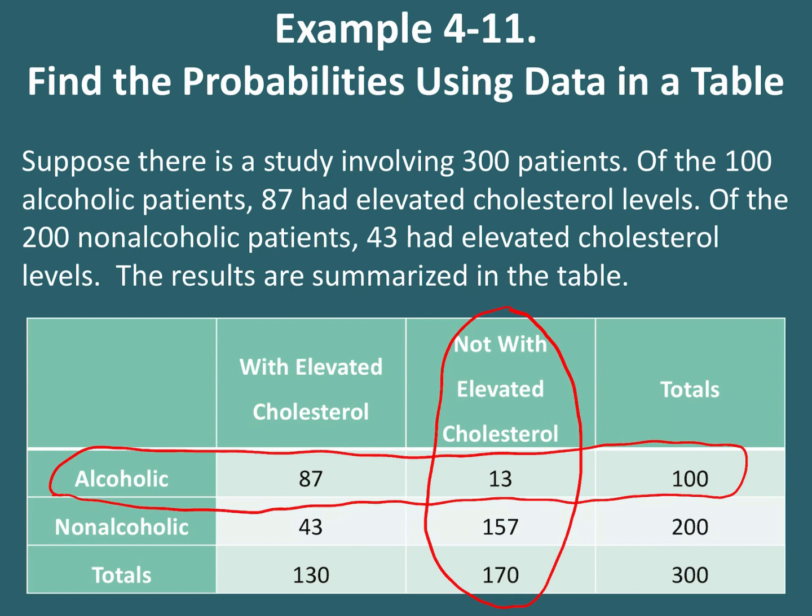Now, some students would think that 13 is the only number that we need to consider, but 13 represents the number of patients who are both alcoholic but also do not have elevated cholesterol. That's not what the question's asking. The question is asking us to find the probability that the patient is not with elevated cholesterol or is alcoholic. There's a potential to double count here. So we must use the second addition rule to fix this.